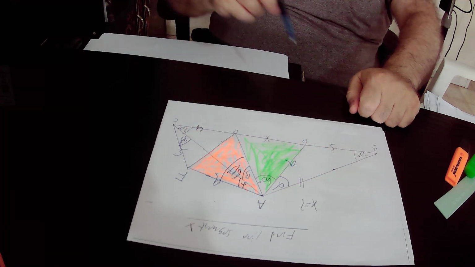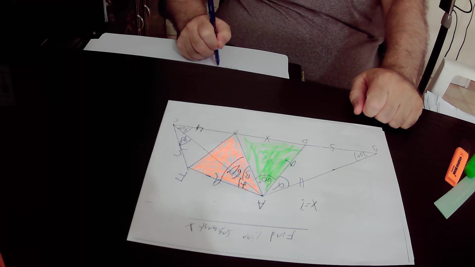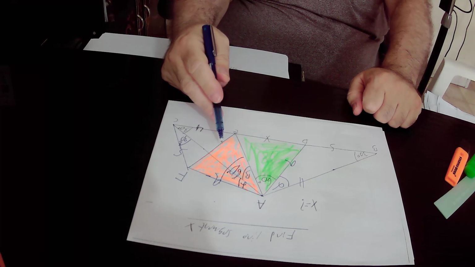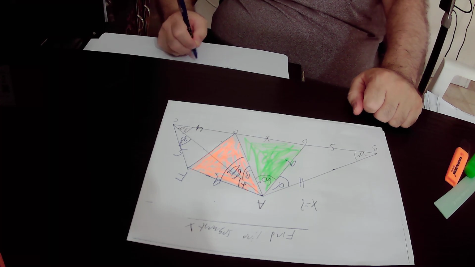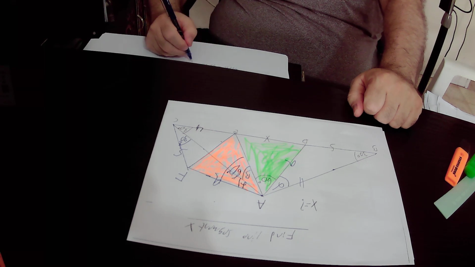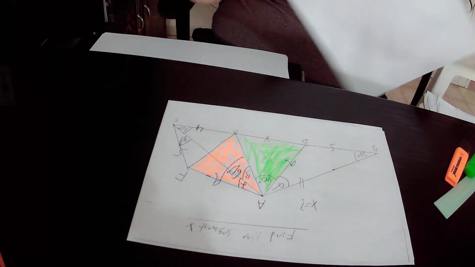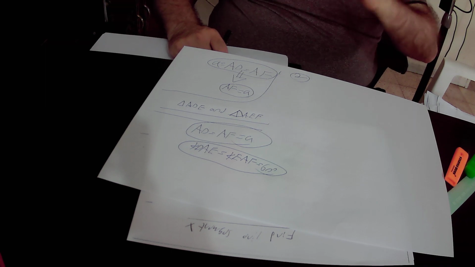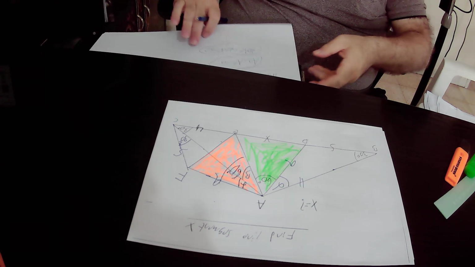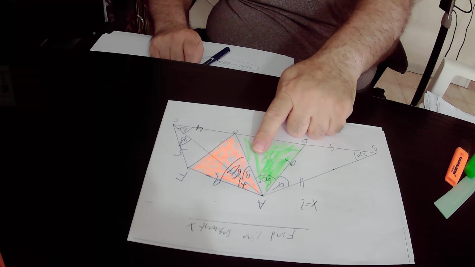So you can write down that angle DAE, in the green triangle, is equal to this angle, that is actually angle EAF. And they are both equal to 60 degrees, therefore they are equal to each other. And finally, this side is a common side that belongs to both triangles, so this side equals itself.